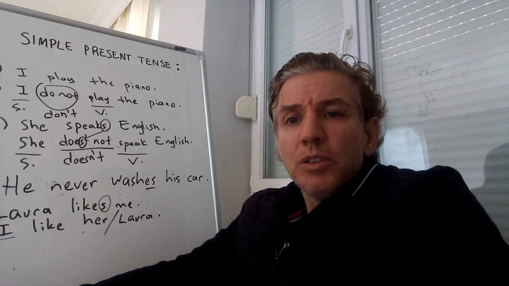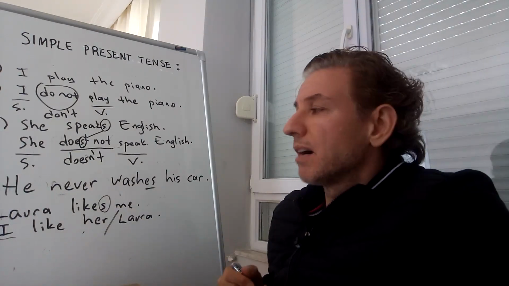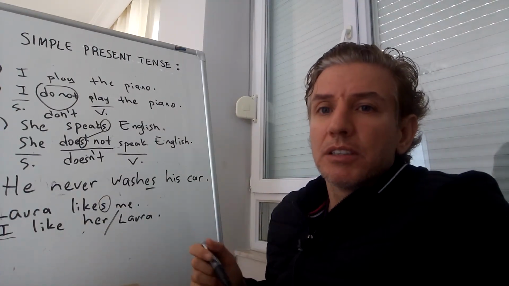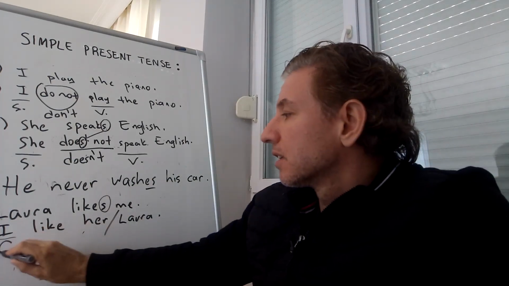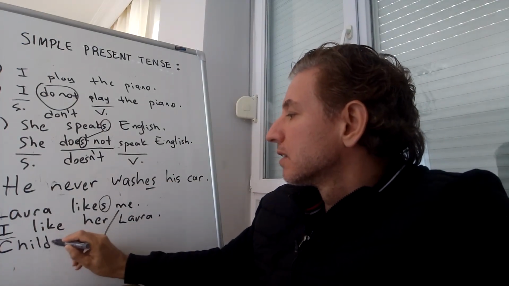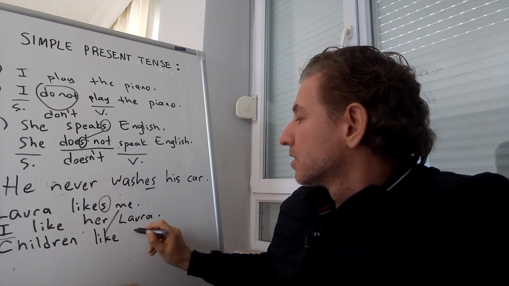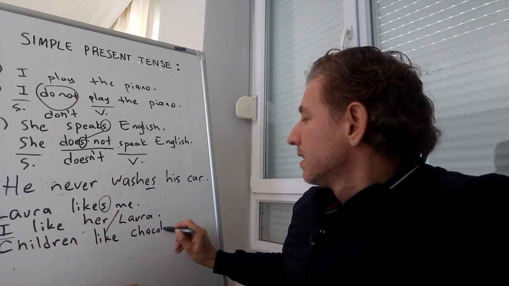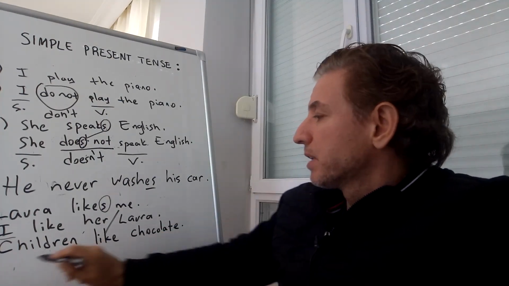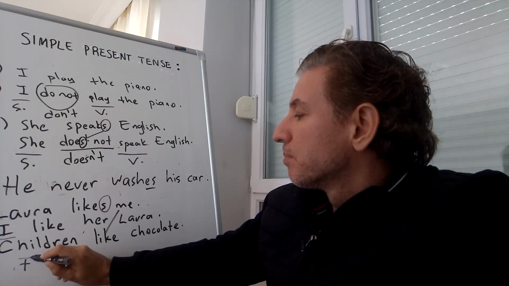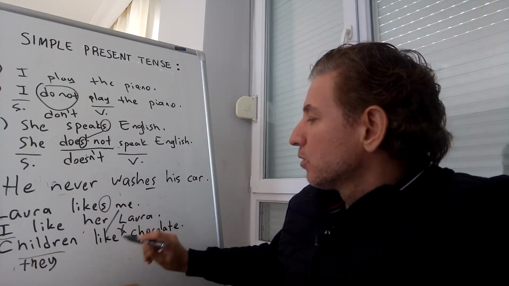Children usually like chocolate. Children is a plural noun. So with plural nouns we don't use s. Okay? Children like chocolate because the subject is plural, they. We don't use s here, okay?